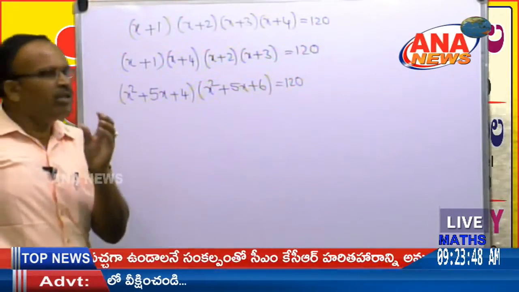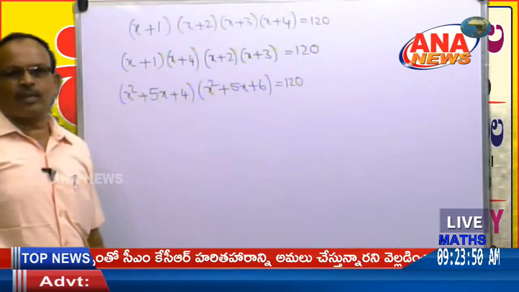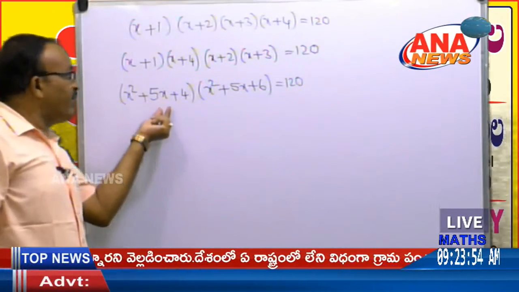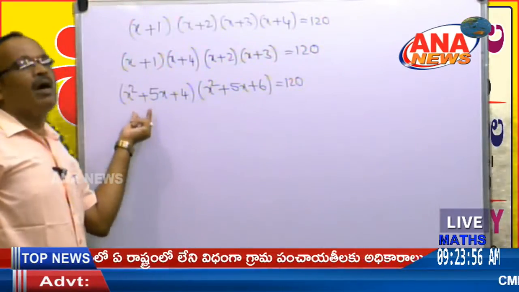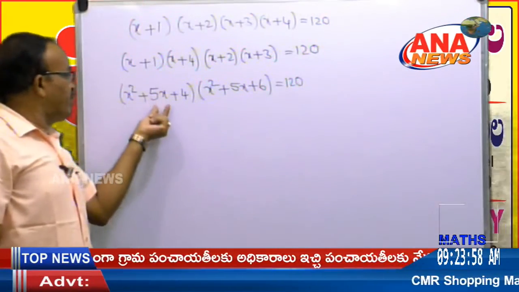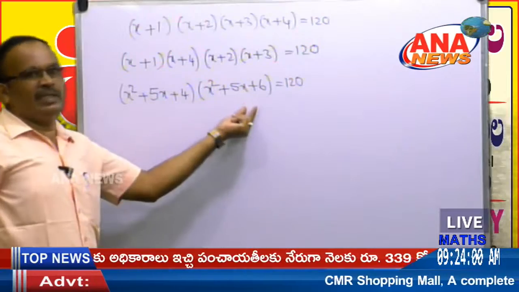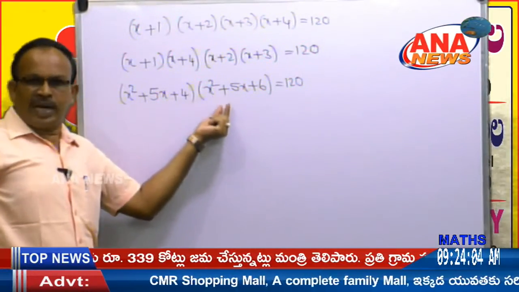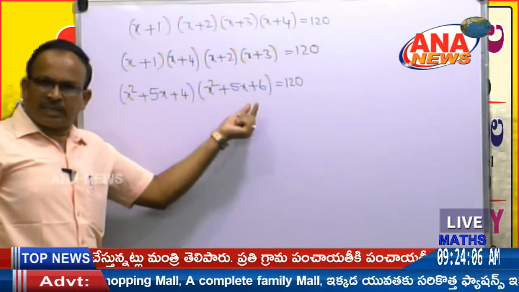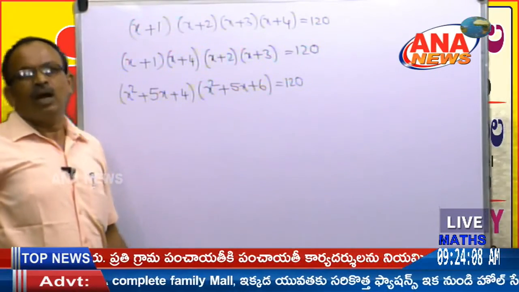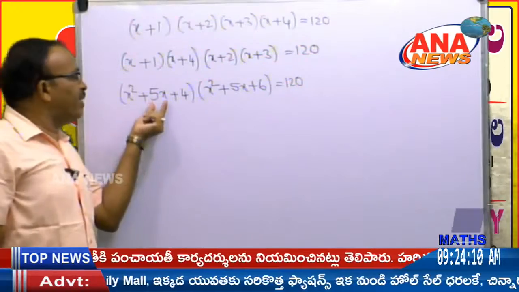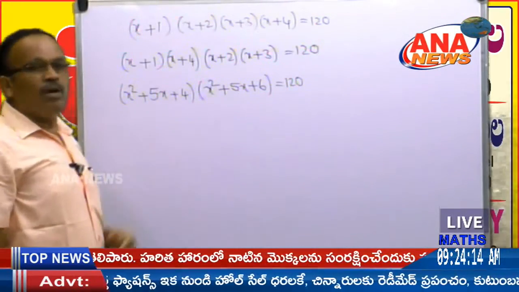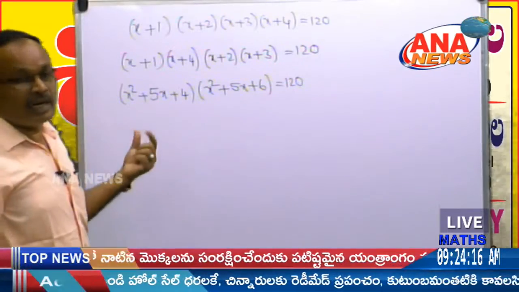Now, some value is common in these two. What values are common? x square plus 5x is common in these two. Of course, x square plus 5x plus 4 is also common in this. That is, this can be expressed as x square plus 5x plus 4 plus 2. Otherwise, x square plus 5x is common, directly visible.